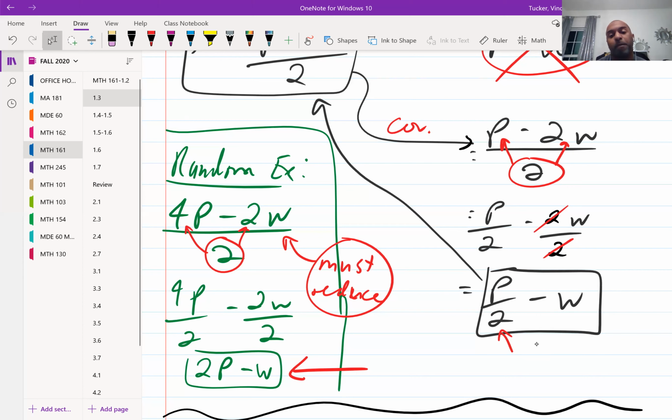So once again, that type of expression, 4P minus 2W over 2. Because the 2 in the denominator can go into each term, you are expected to reduce those.